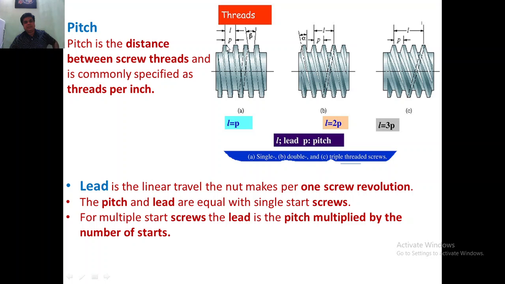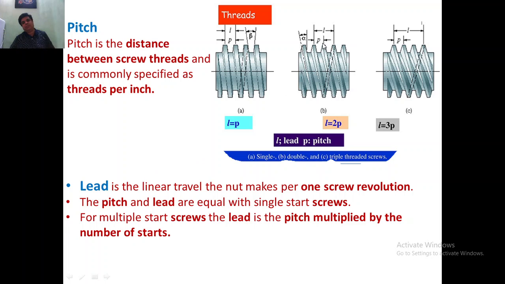So here you can see in this first case, lead is equal to pitch. That means when you rotate this screw by one revolution, the linear distance traveled by the nut or the thread is equal to the pitch of this thread. So that's why lead is taken as p.